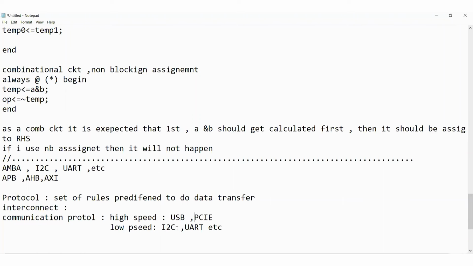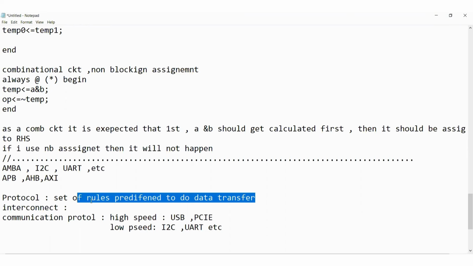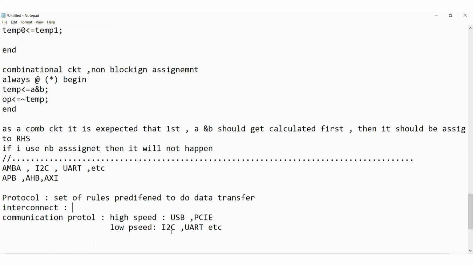Now, say you have one I2C protocol and one UART protocol, and you want to connect I2C to UART. How are you supposed to do the data transfer from I2C to UART? Because they have different numbers of pins. So you need some kind of bridge or interconnect. That's where your interconnect protocol comes in. It will help you do the data transfer from I2C to UART. This interconnect protocol is mainly your AMBA protocol.